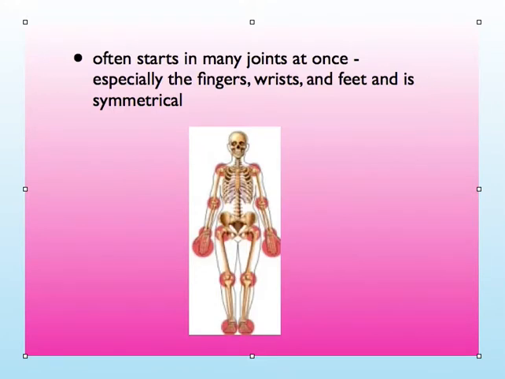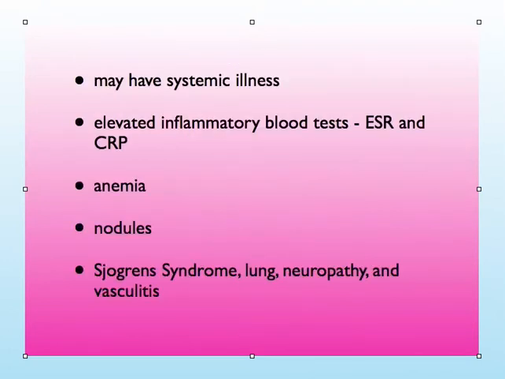Rheumatoid arthritis often starts in many joints all at once, especially the small joints, including the fingers, wrists, and feet, and is always symmetrical with both right and left side being involved simultaneously. People with rheumatoid arthritis may have systemic illness.